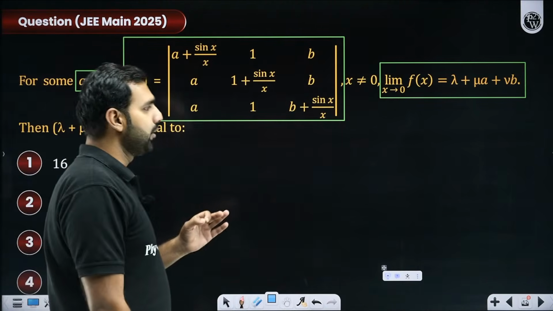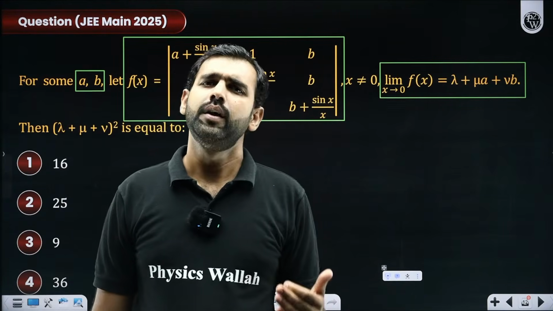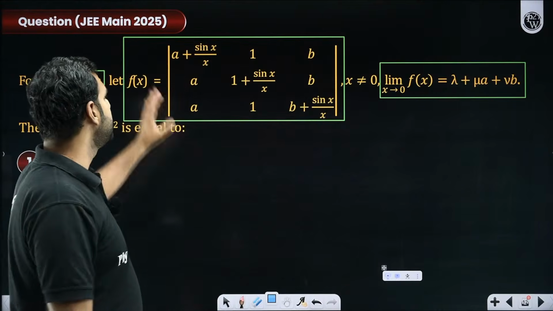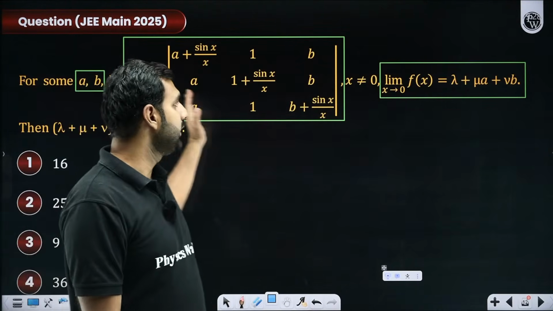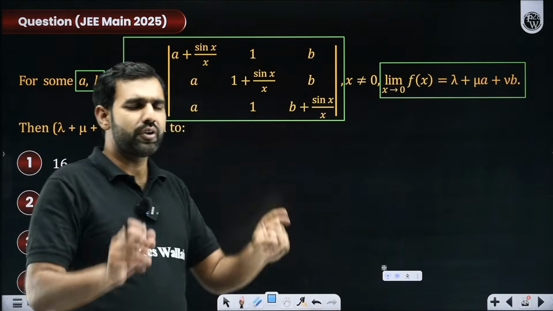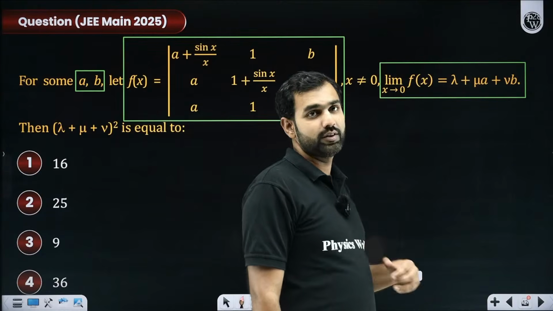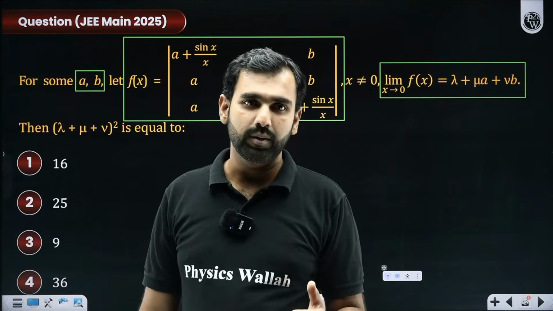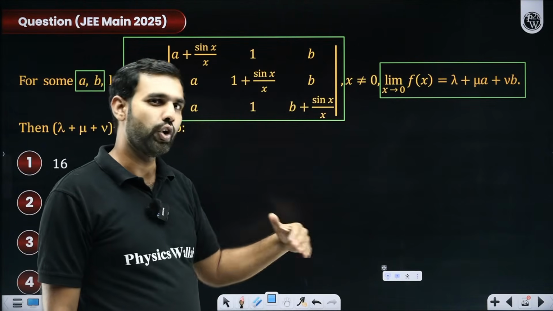First of all, please remember, whenever a limit is applied on f of x, the beauty of the limit is that it can be applied on all the elements. So if I am treating it as a matrix f(x), where I'm applying a limit on this matrix, then always remember, when you apply a limit, it can be applied on all the elements.